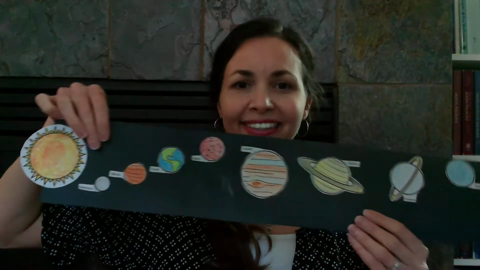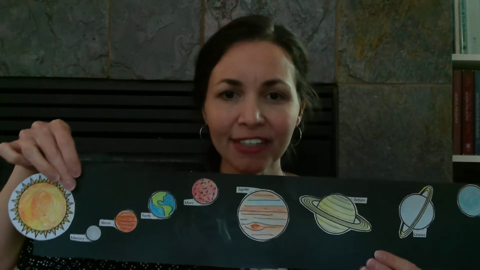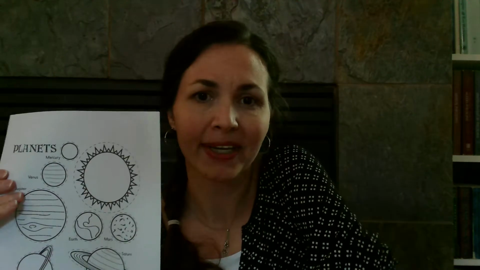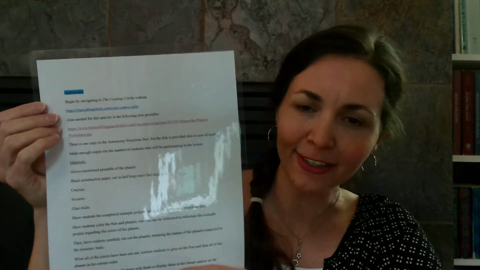of the completed solar system, all of the planets, their names, what they look like, of course their placement in relation to the sun. I've included this printout for ease of making copies, but the link is also included here. All of the materials needed and a step-by-step guide for this activity.